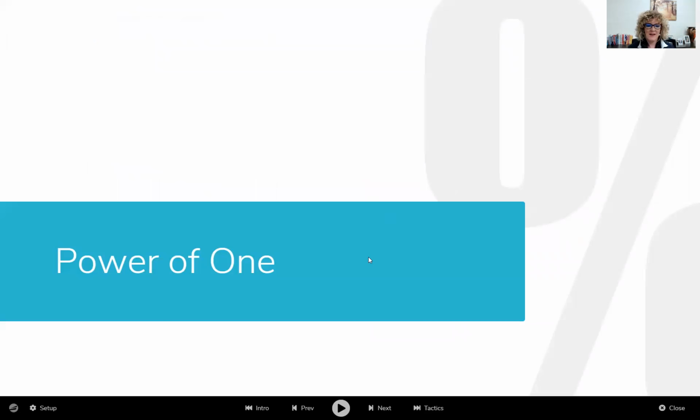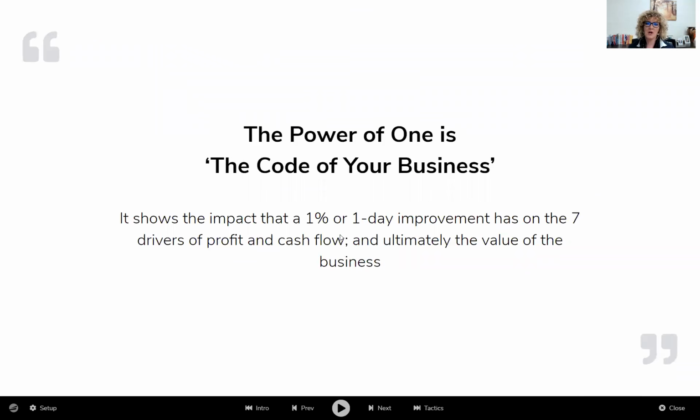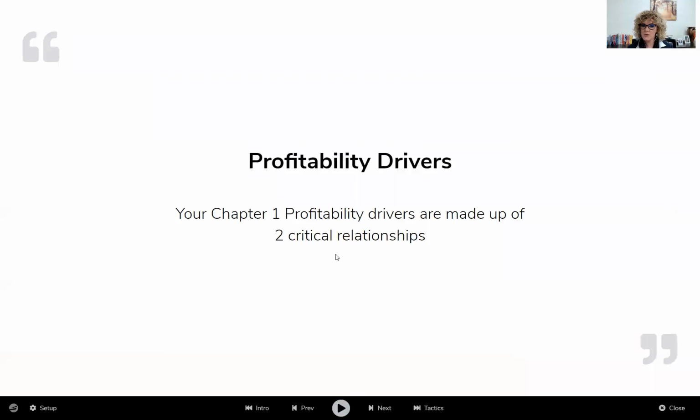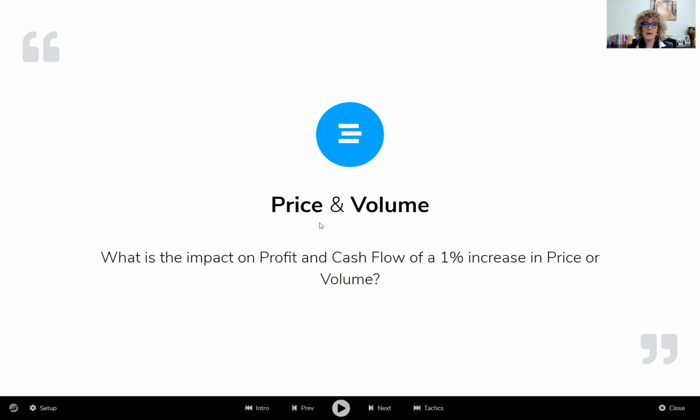Here we go. All right, so the Power of One. As we said, it's a code of your business. It shows the impact of a 1% change or a 1-day improvement on the 7 key areas of your business, and this helps you understand your code. With profitability, there are 2 critical relationships that drive profitability. The first, as we talked about, was your price and your volume. So we're going to look at the impact of a 1% increase in price and a 1% increase in volume and what that does to your profit and your cash flow.